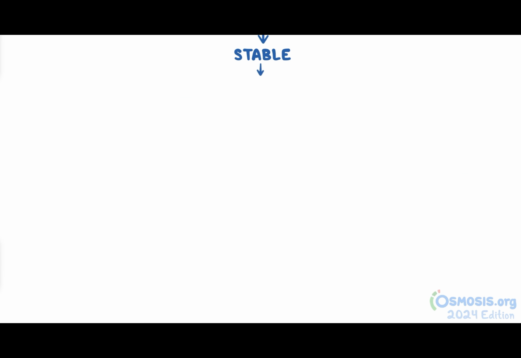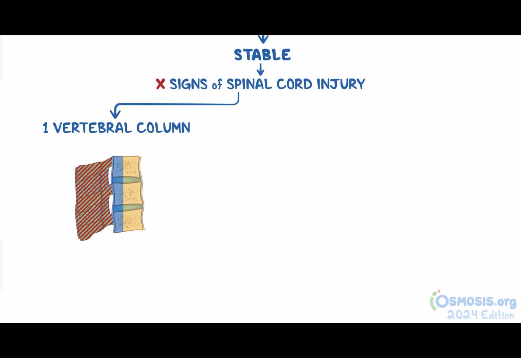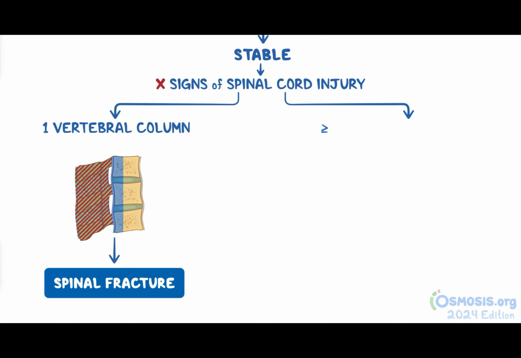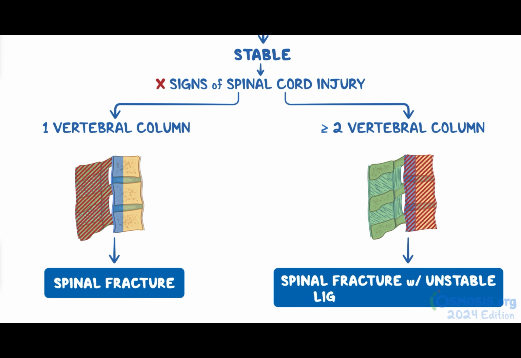However, if the patient doesn't have signs of spinal cord injury and their CT shows spinal fracture in one vertebral column, think stable spinal fracture, but if two or more vertebral columns are involved, that's a spinal fracture with unstable ligamentous injury.